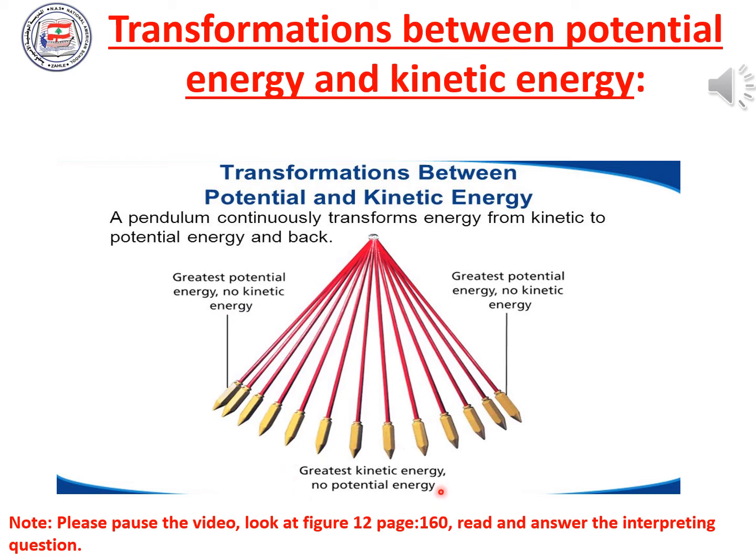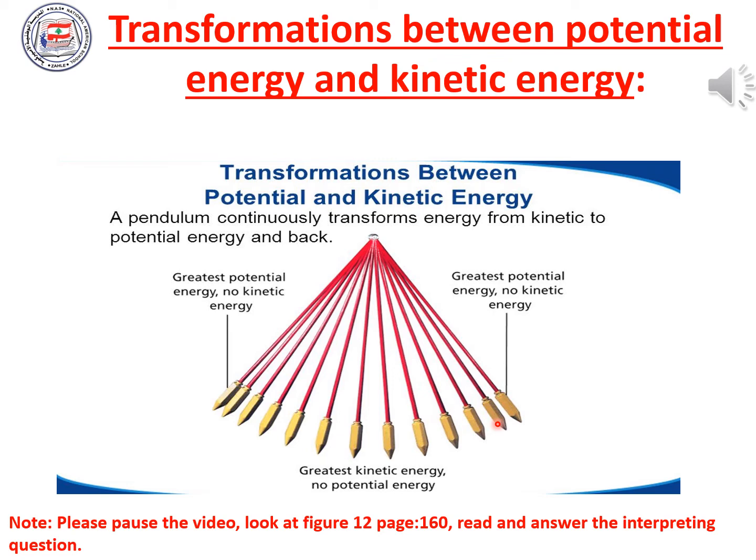At the middle point, it has greatest kinetic energy but no potential energy. And then when it reaches the high point again, it will have potential energy and no kinetic energy. So the pendulum continuously transforms energy from kinetic to potential energy and back. As it goes back and forth, it transforms potential energy to kinetic energy and back.